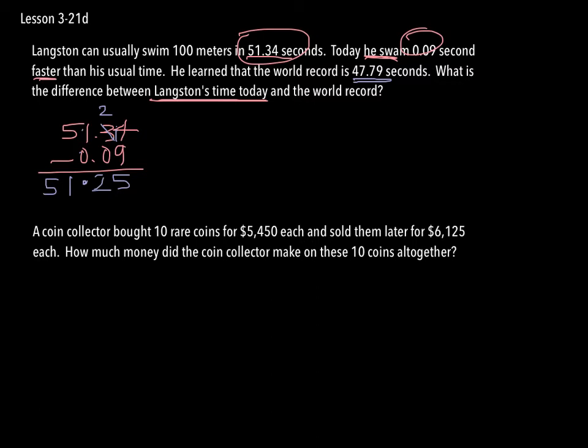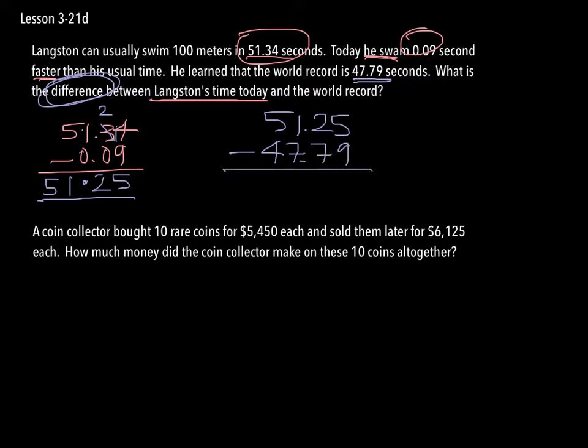Now, the world record is 47.79 seconds. So we're asking for the difference. Whenever we see difference, boys and girls, we are going to subtract. And what we're going to subtract is Langston's best time, which is 51.25 seconds, and we're going to subtract the world record, which is 47.79 seconds. And that's going to be the difference between Langston's time and the world record.